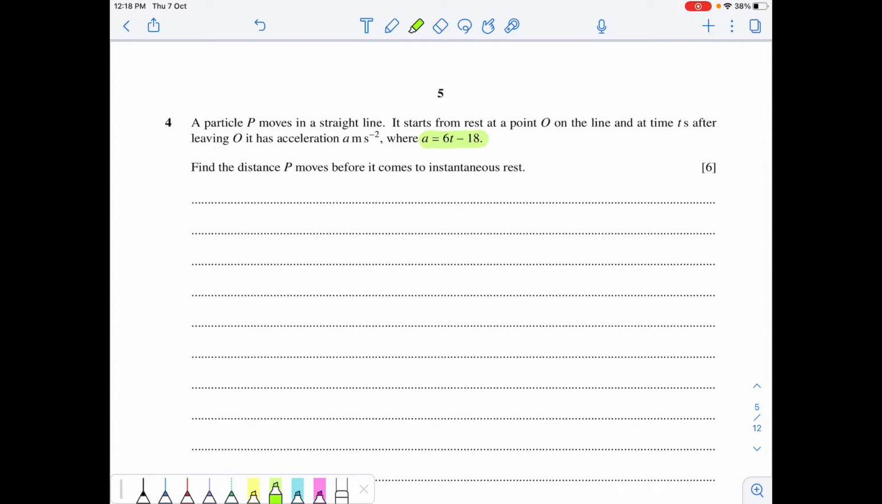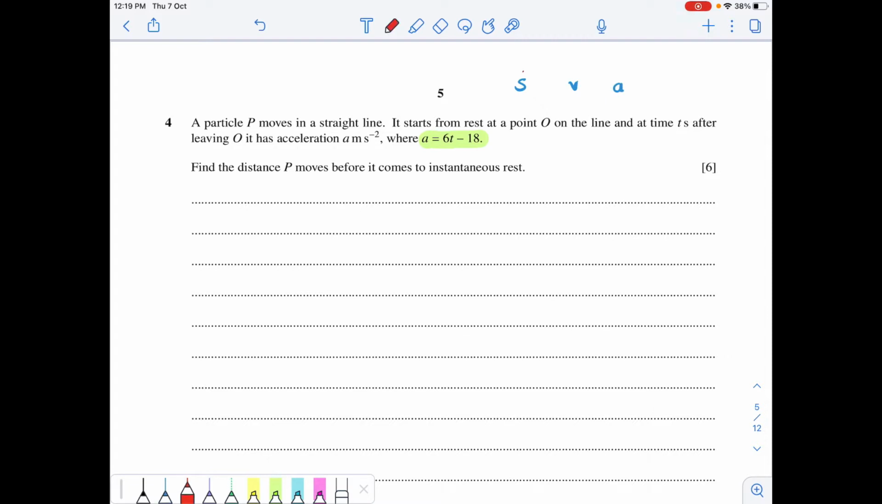So many things to consider here. Okay, the first thing is we're given an acceleration equation and we're asked to find distance. So if we have acceleration and we need to find distance or displacement, we need to consider which direction we're going. So remember the three vectors in mechanics that we'll have are displacement, velocity, and acceleration.